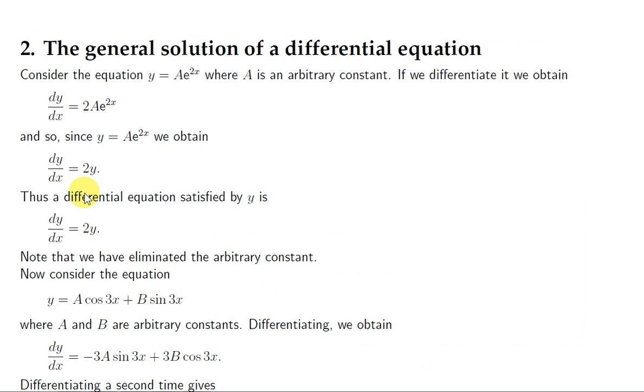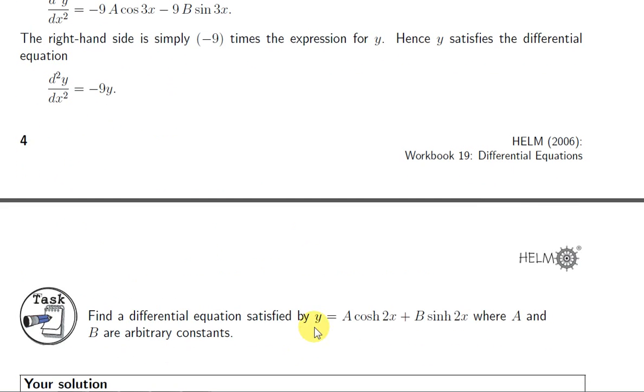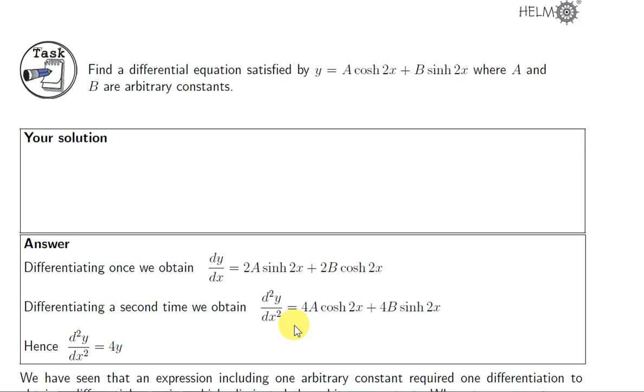So notice back here that we have a differential equation with just a first derivative, and the solution has just one arbitrary constant a. But this equation here has a second order derivative, so its solution has 2 arbitrary constants a and b, and the same is true for this example that we just did down here.